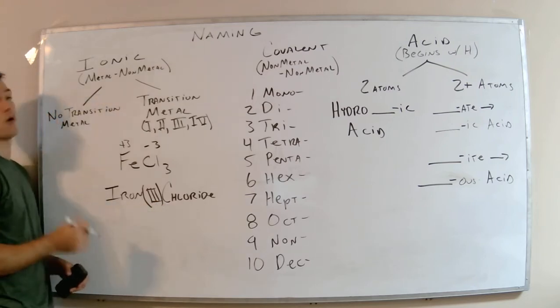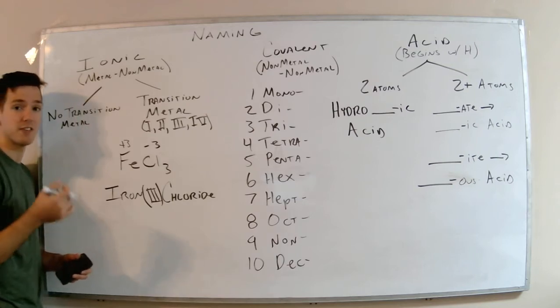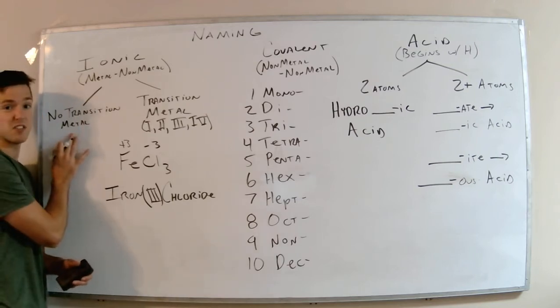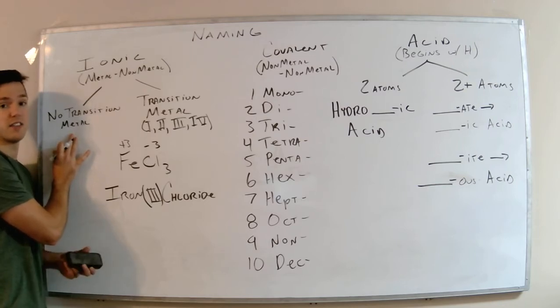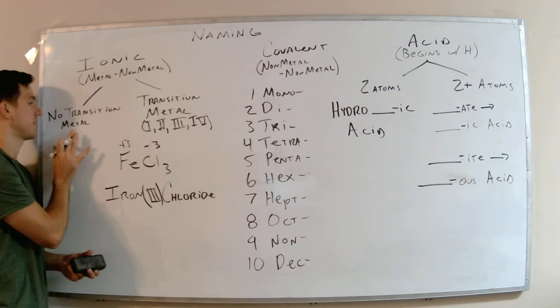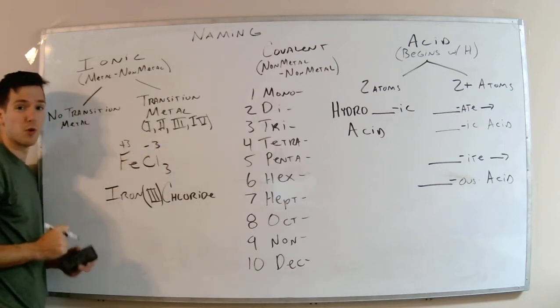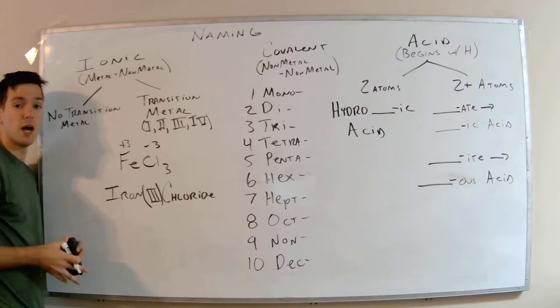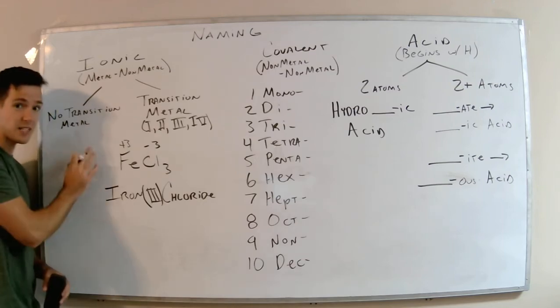So ionic, metal, non-metal, we look to see if it is a transition metal or not. If it isn't, we just name it. So things like barium oxide, sodium chloride, lithium sulfide, okay, things like that. Transition metal, then we have to give a Roman numeral, things like manganese 2 oxide, iron 2 chloride, things of that nature. That's ionic.